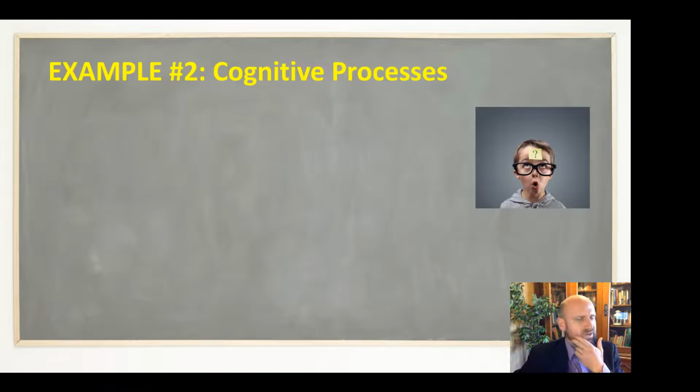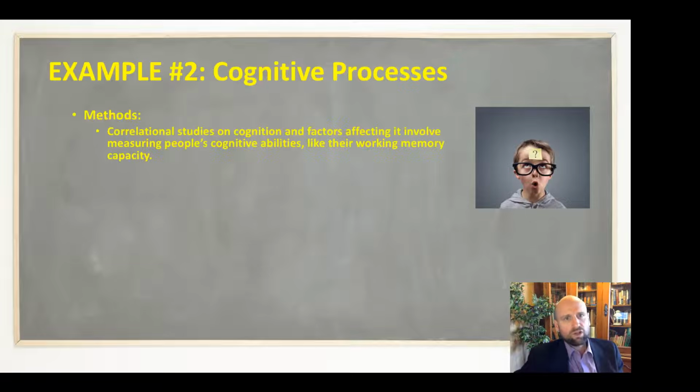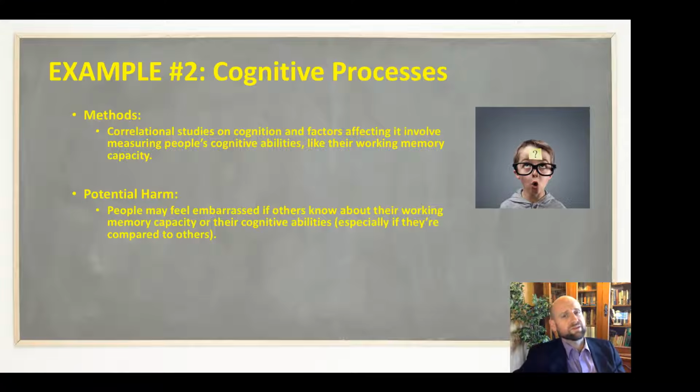Okay, that's one example. Let's look at another example, cognition. Common methods used to study cognition: often when we do correlational studies on cognitive processes, we have to somehow measure their cognitive abilities. For example, their working memory capacity by looking at an n-back task or a digit span task, or doing something that figures out their cognitive capabilities. Where's the potential for harm? Well, it could be quite embarrassing. If you do really poorly on these tests and then other people find out about it, you might feel embarrassed.